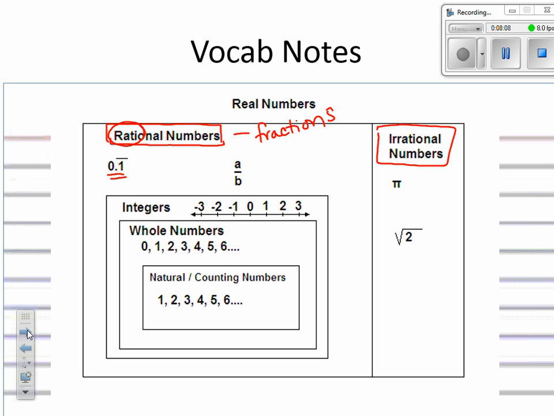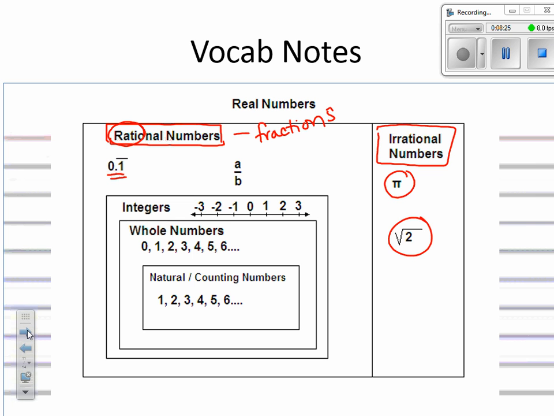Whereas on the other side, irrational numbers are numbers that cannot be written in fraction form, like pi. Pi is an irrational number that goes on and on forever. It doesn't have any pattern to its decimals, so it doesn't have any repeating or pattern decimals, therefore it makes it irrational.